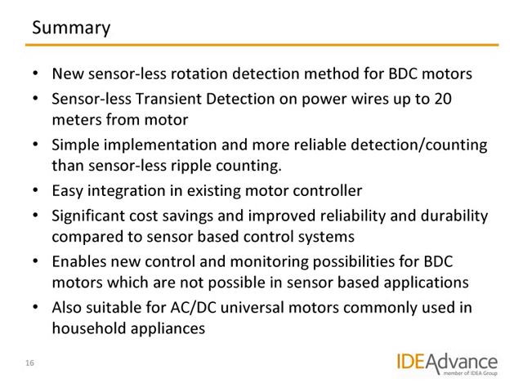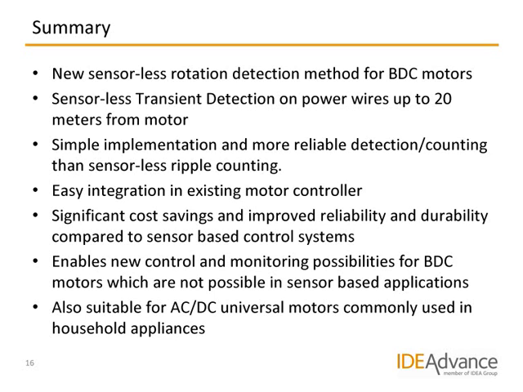So to summarize my presentation, we have presented a new method for sensorless rotation detection in brush commutated DC motors. The new method, based on transient detection of the motor commutations, is a very reliable detection method, and it is simple and cheap to integrate with an existing motor controller. From our tests so far, the precision and reliability of sensorless transient detection exceeds the reliability of sensorless ripple counting. Going sensorless makes a lot of sense.